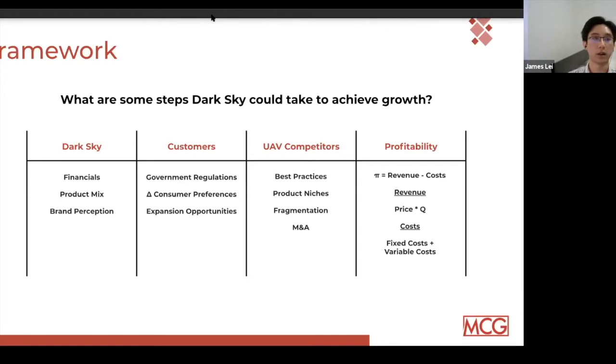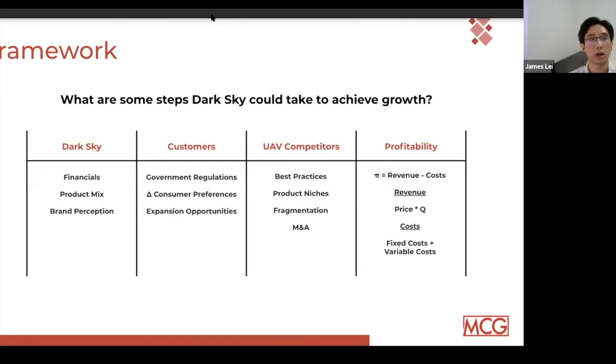On the customer side, obviously with a contract with the US military, we care a lot about the government regulations here and knowing whether or not there's actually room for us to grow in terms of acquiring new customers. We also want to know whether the US military has any changing preferences over recent years to better tailor our products. And thus, both of those will lead us to consider whether there's any real expansion opportunities, at least on the customer side. We also want to know whether our competitors in the UAV space have been doing anything that we haven't been following in recent years, whether it be best practices that we can learn from, or discovering new product niches that we can expand into.